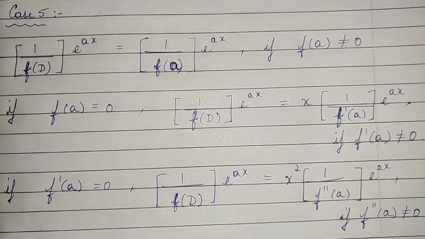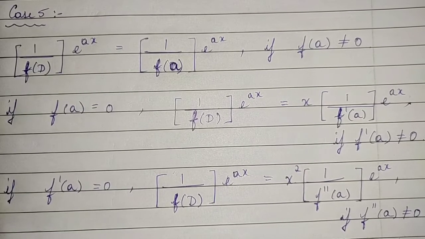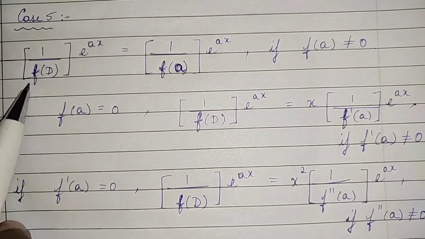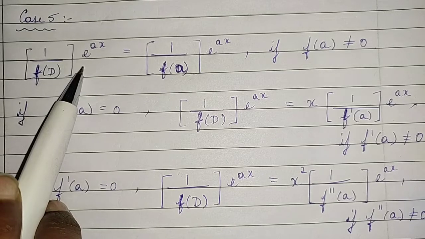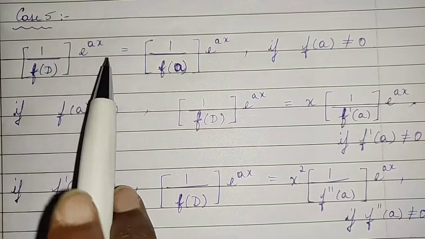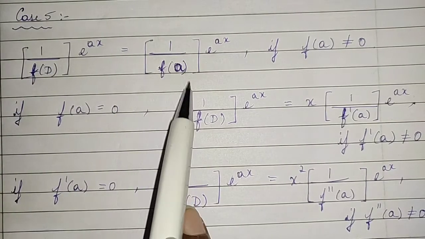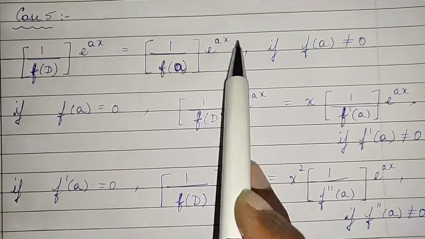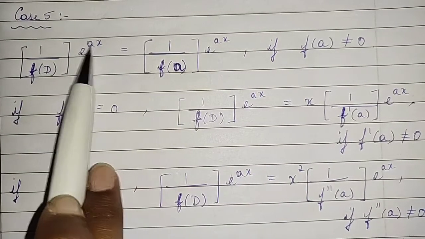Hello everyone. So today we'll continue with D operators case 5. Here we have the case 5 formula, that is 1 by f of D into e to the power of ax will be the question format, and the answer format we can solve using 1 by f of a into e to the power of ax. That means we are replacing D with a.